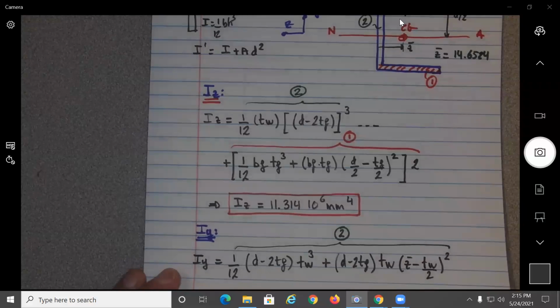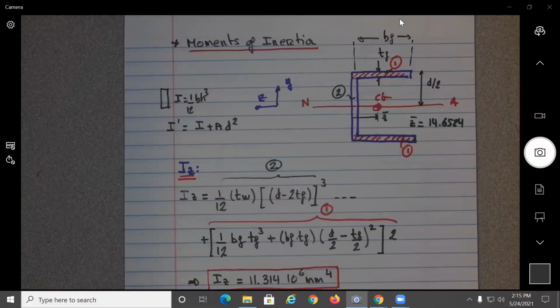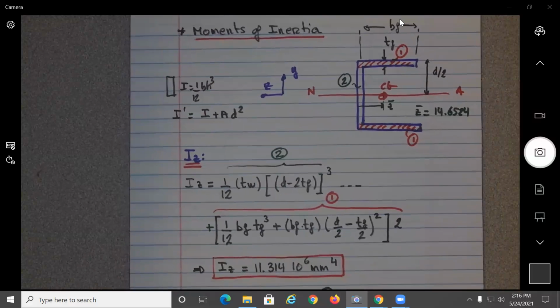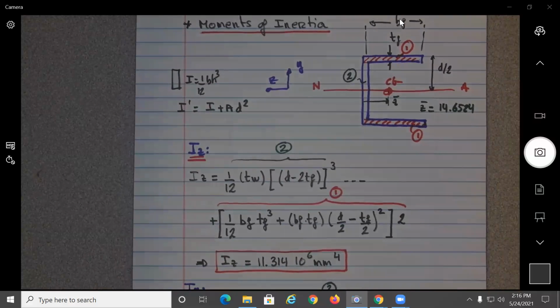Okay, so now that we have the loading and the moment of inertia, let's try to find the location of the 2 points so that we can go to the stress equation and apply it.